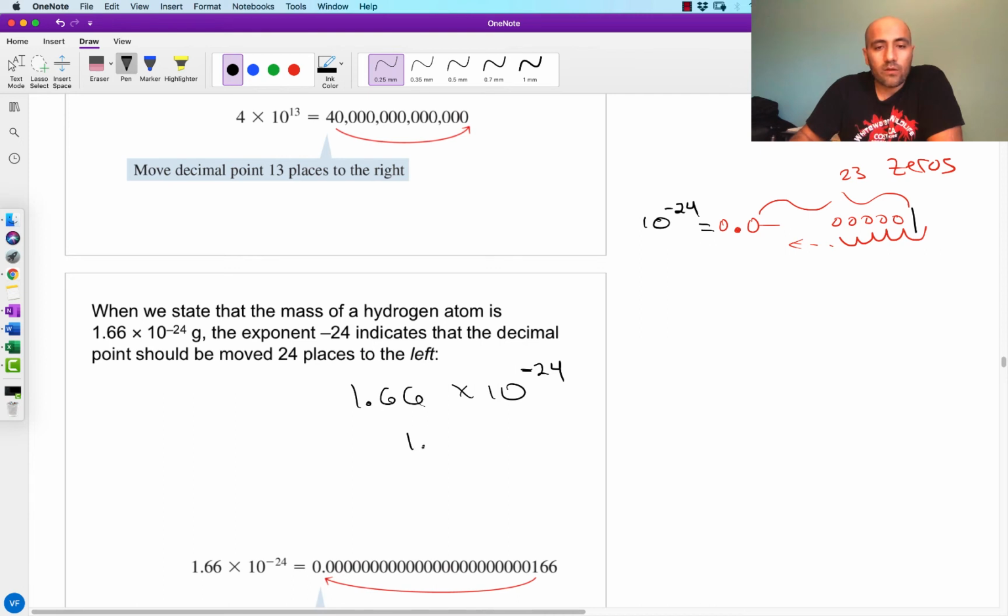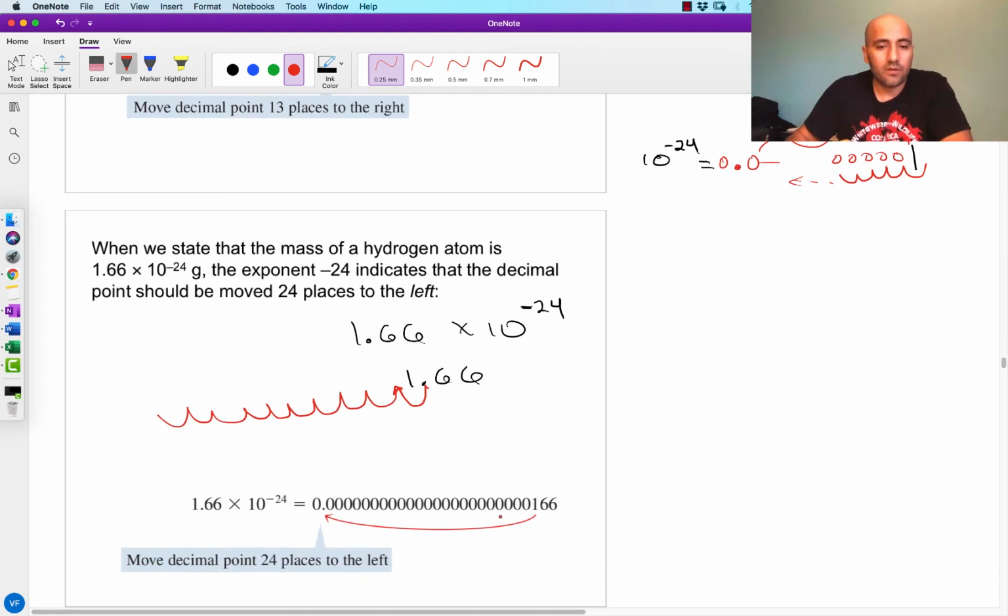So we take the 1.66, and then we're going to move this decimal over once, right? The first time, we don't have to introduce a 0. But then after that, we do, right? So then this is going to be 2, 3, 4, 5, 6, 7, 8, 9, 10. Right? So we keep going. And so we're going to end up with 23 zeros. That's what this is. Let's count them. That's going to be 1, 2, 3.